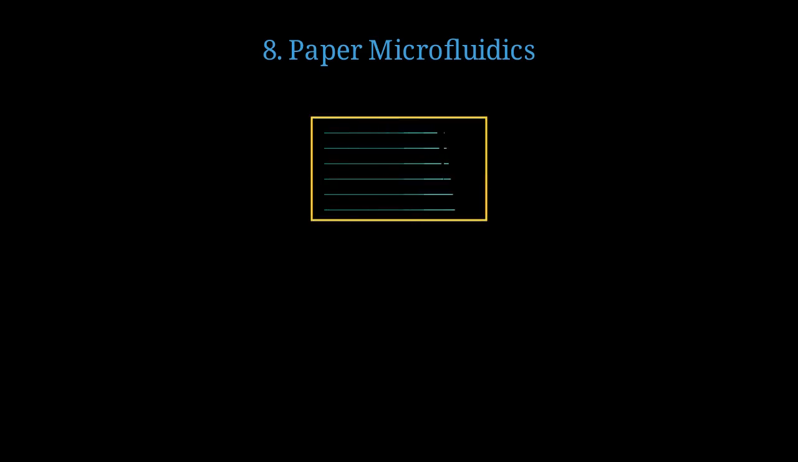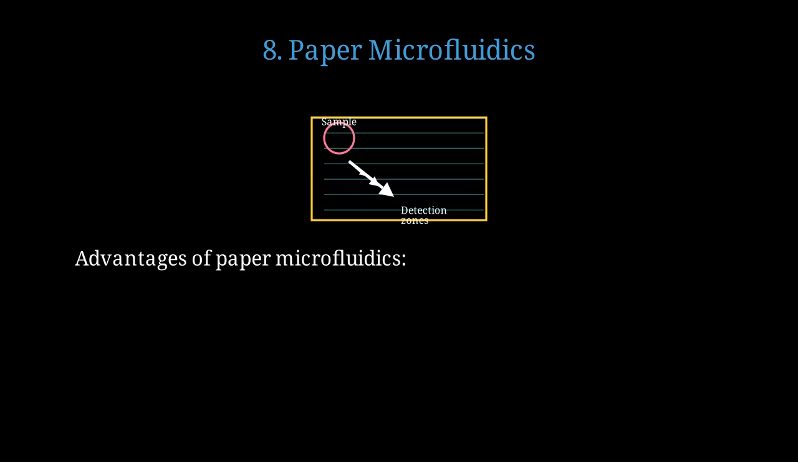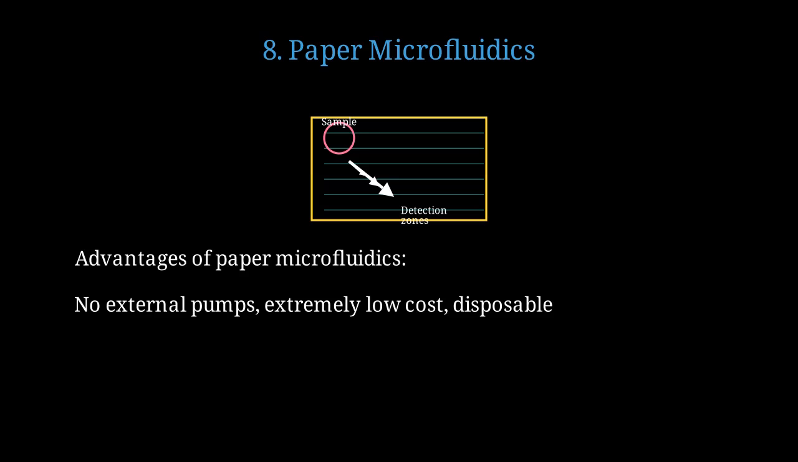Paper microfluidics harnesses capillary action in cellulose fibers for ultra-low-cost diagnostics. Paper-based devices use hydrophobic barriers to create channels where samples flow by capillary action to detection zones. Paper microfluidics offers incredible advantages for point-of-care testing. No external pumps are needed, devices cost pennies to make, and they are fully disposable. Cellulose fibers create pores ranging from 10 to 50 micrometers, ideal for capillary flow.